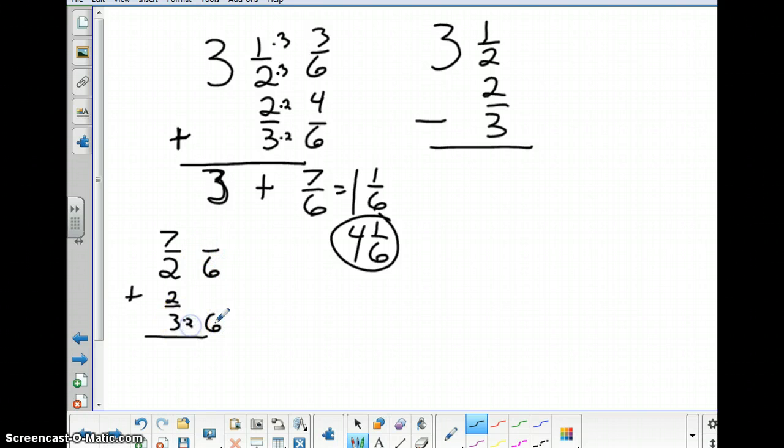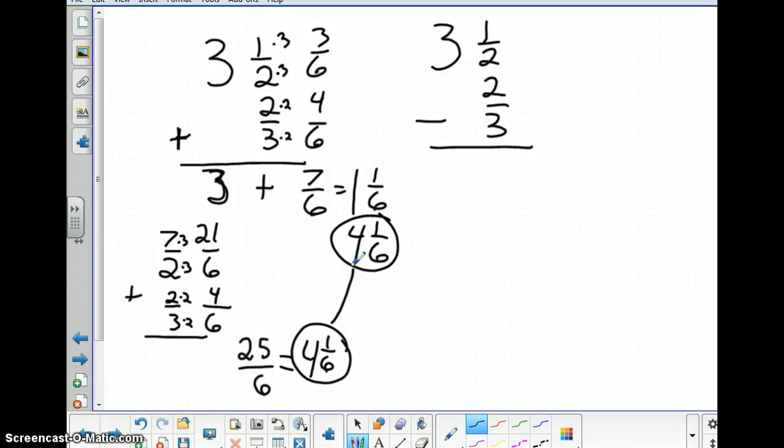3 times 2 is 6. What we do to the bottom, we must do to the top. 2 times 2 is 4. 2 times 3 is 6. What you do to the bottom, you must do to the top. 7 times 3 is 21. Now we can add: 21 plus 4 is 25/6. So the question is, how many 6s go into 25? I know that 4 times 6 is 24, leaving us 1/6 left over. Yeehaw, the answers match.